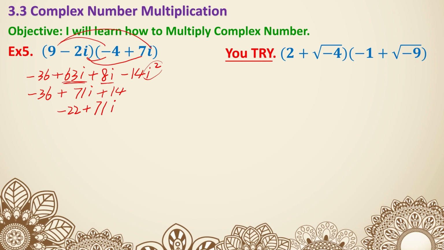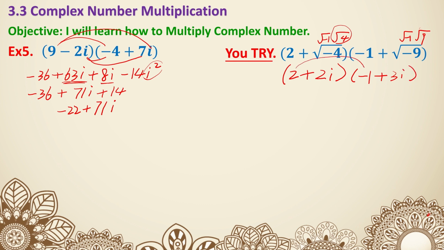Example 6. Before we start multiplying, we need to get rid of the negative inside the square root. So we need to rewrite 2 plus the square root of -4. This is the square root of -1 times the square root of 4. The square root of 4 is 2, the square root of -1 is i, so it's 2i. And then -1 plus the square root of -9 is -1 plus the square root of -1 times the square root of 9. So we have i, and the square root of 9 is 3, so it's 3i.